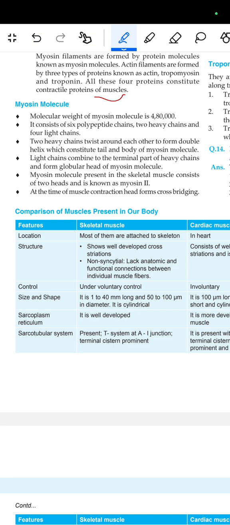the myosin molecule. Light chains combine to the terminal part of the heavy chain and form the globular head of the myosin molecule. Myosin molecule present in the skeletal muscle consists of two heads and is known as myosin 2. At the time of muscle contraction, the head forms cross bridges.